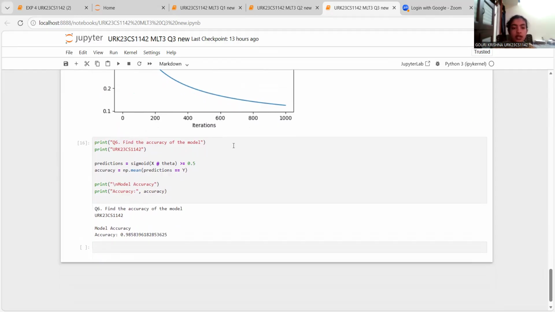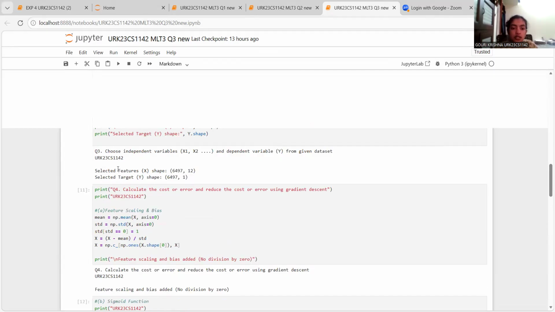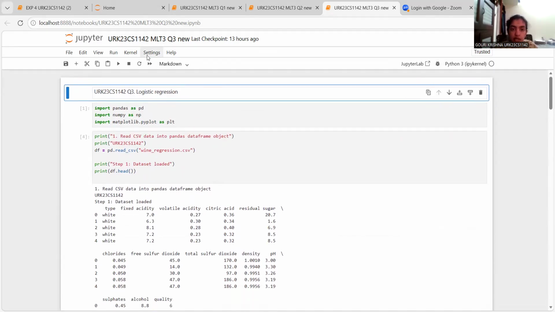And then the last one is used for finding the model accuracy. Here the predictions are made. Basically, predictions equals sigmoid(X times theta) greater than 0.5. Then the accuracy is calculated, accuracy equals np.mean(predictions equal to y). This line will show how well the model classifies the wine type. So basically, this is all about logistic regression.